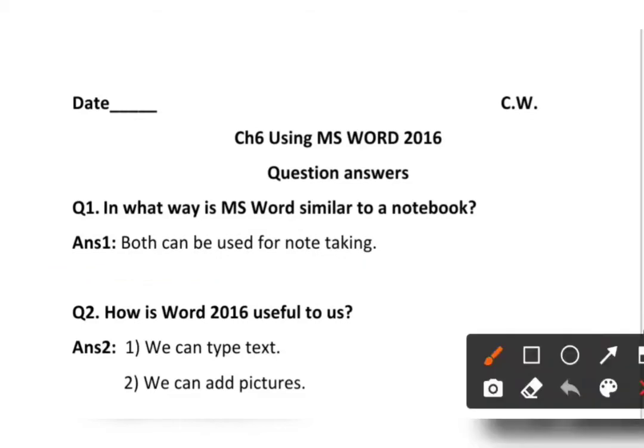What is question number 2? How is Word 2016 useful to us? Then question mark. Then in the next line, you will write the answer 2. And the answer 2 is number 1. We can type text with Word, right? And the second point is we can add pictures. Be careful while writing the spellings of the words. Point 1 is we can type text and we can add pictures, right?